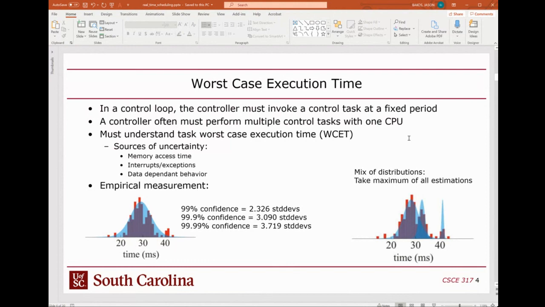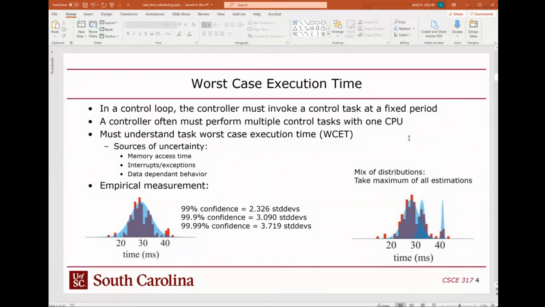One of the issues is measuring the worst-case execution time of a task. In order to do real-time scheduling, you have to know how long it takes to run, and there are a lot of uncertainties in a computer system. There are a lot of aspects of a computer that are non-deterministic. You've got cache misses and interrupts that may happen unexpectedly. It's difficult to tell how long it takes to run a program.